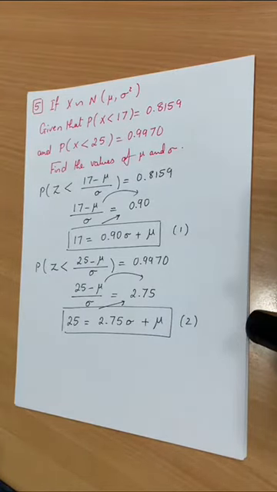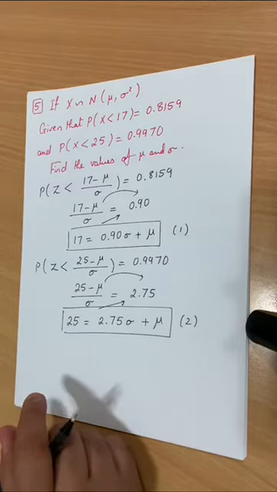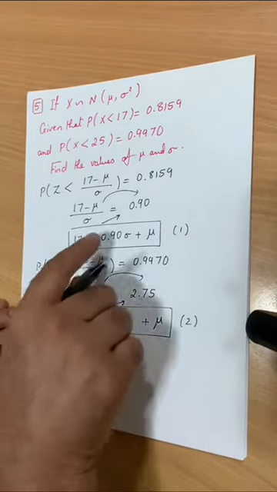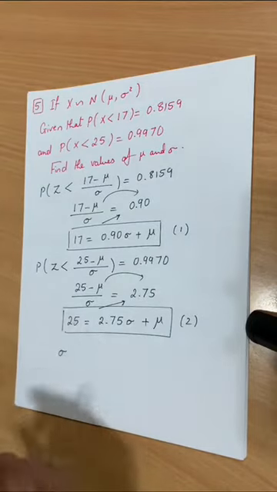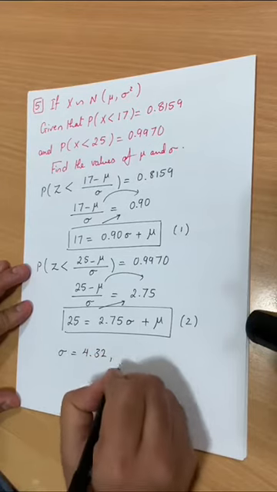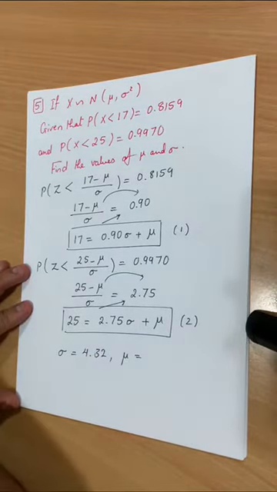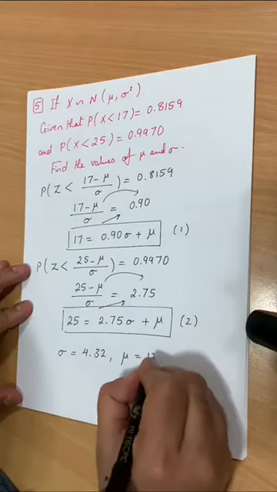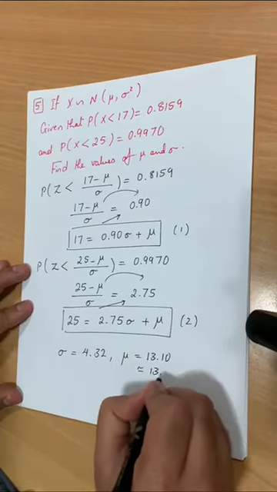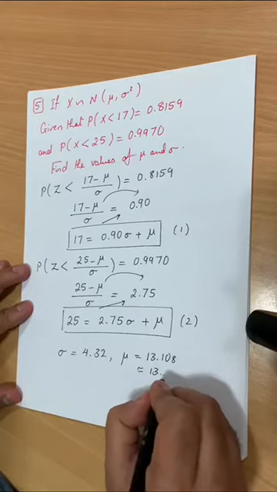So using the calculator in mode 5, in this calculator, mode 5.1, or you can find it in mode 3.1, you can find the values directly. The first value that we're going to find is the value of sigma, representing the x, a, b, c. If you insert that in the calculator, sigma is equal to 4.32, and the value of mu is 13.10. Or you can write it as 13.11.